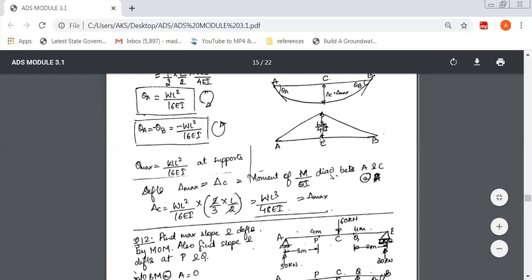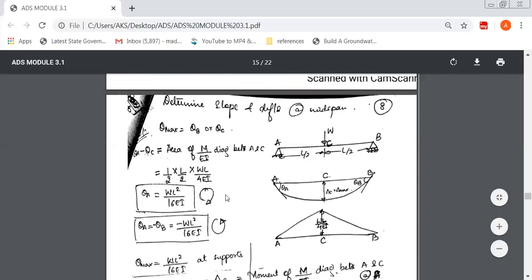Again, this is the triangle. CG of the triangle measured from the apex is 2/3. So 2/3 of L by 2, only AC distance. So when you solve this and simplify, it is WL cube by 48 EI. So this is delta max or delta C.